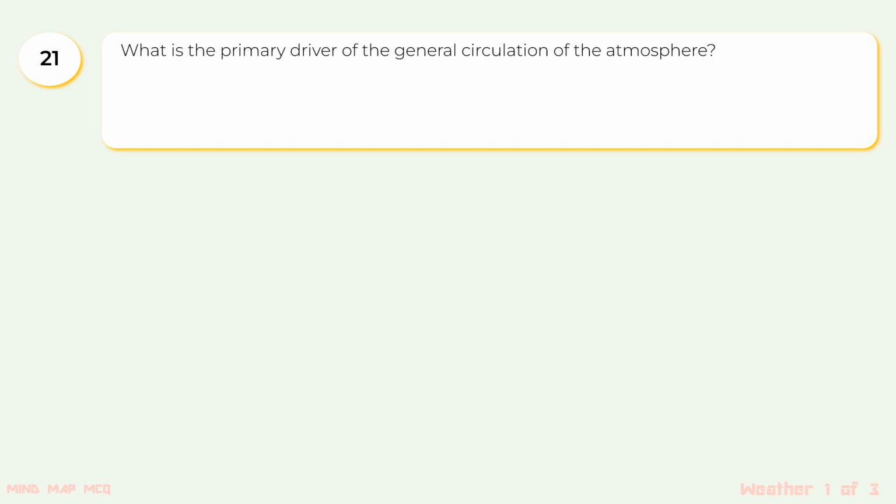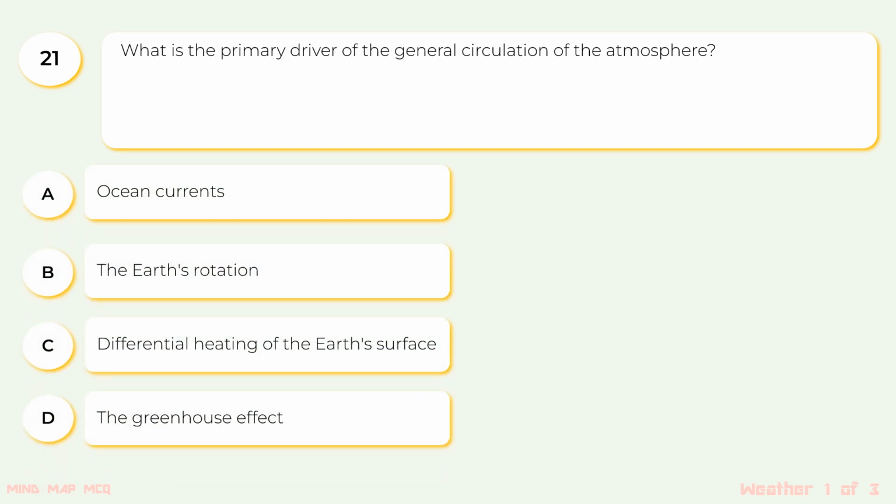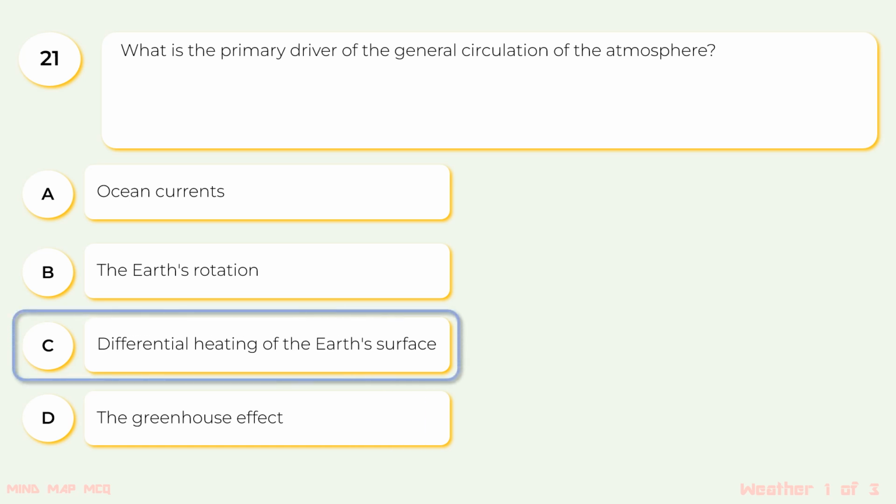21. What is the primary driver of the general circulation of the atmosphere? A. Ocean currents. B. Earth's rotation. C. Differential heating of the Earth's surface. D. The greenhouse effect. The correct option is C. Differential heating of the Earth's surface.